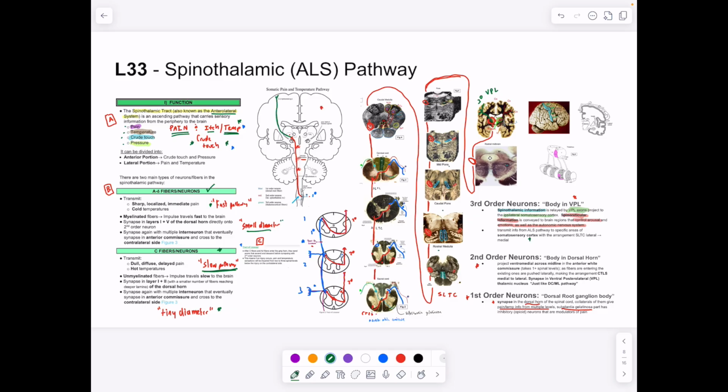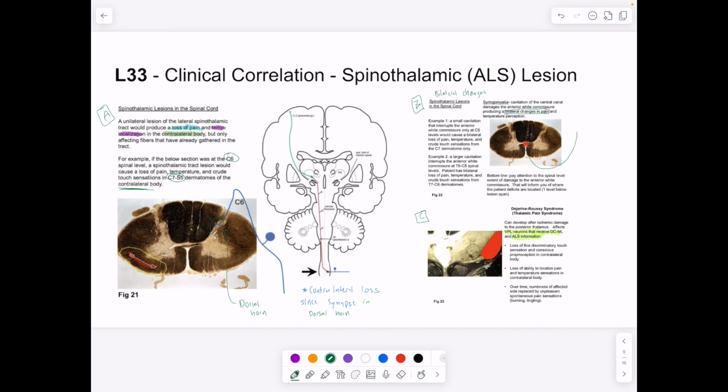And when you're in the thalamus, then you're going to synapse in VPL, and then your third order neuron is going to go to the somatosensory cortex. All right, so it's very similar to DCML. Okay, so what if you have some lesions? Well, the nice thing is that this can be a little bit straightforward.